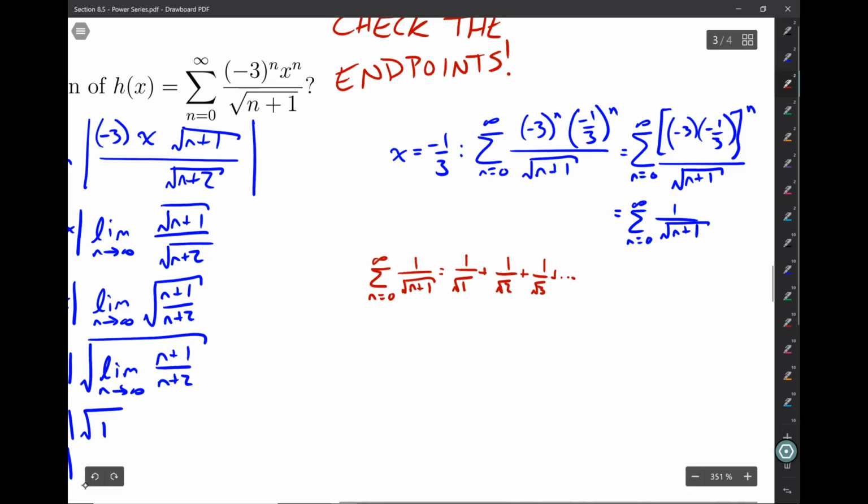Well, this looks a lot like a sum of 1 over the square root of n. But n doesn't start at 0, n starts at 1 in this case and goes to infinity. And so these two series are exactly the same. Over here, instead of a sum as n goes from 0 to infinity of 1 over the square root of n plus 1, we can view this as a sum as n goes from 1 to infinity of 1 over the square root of n.